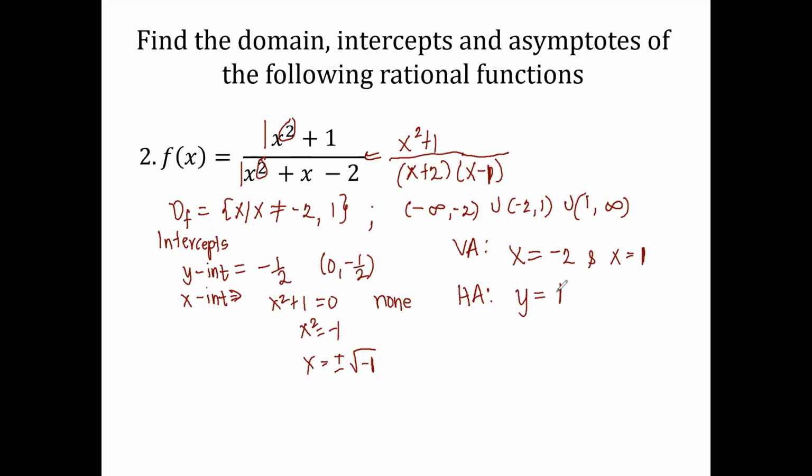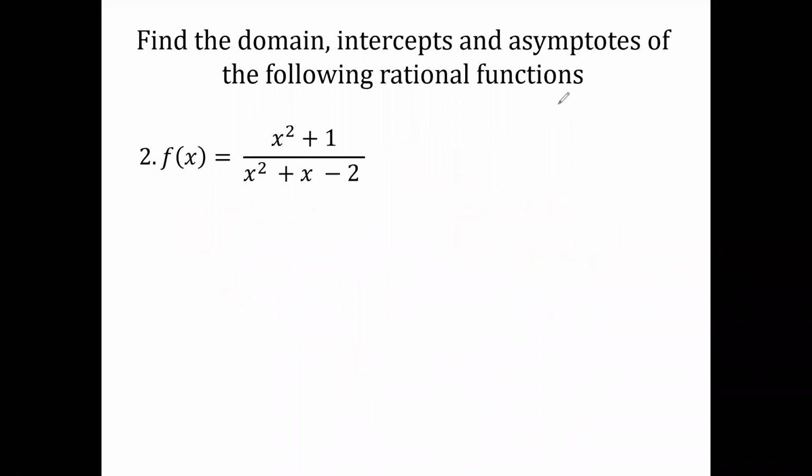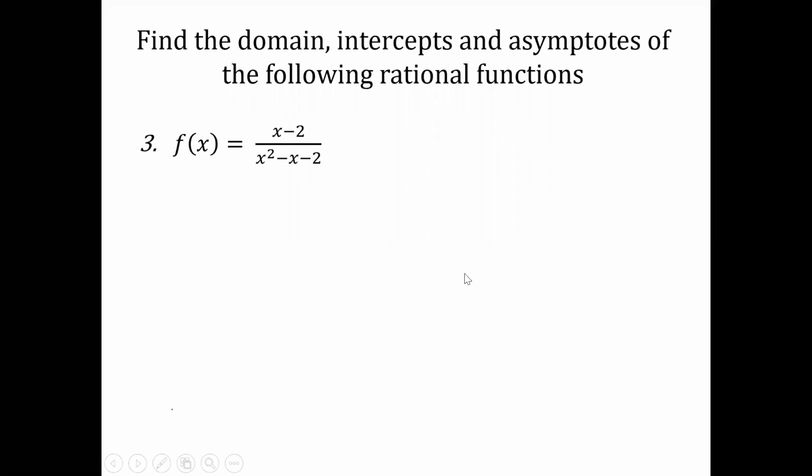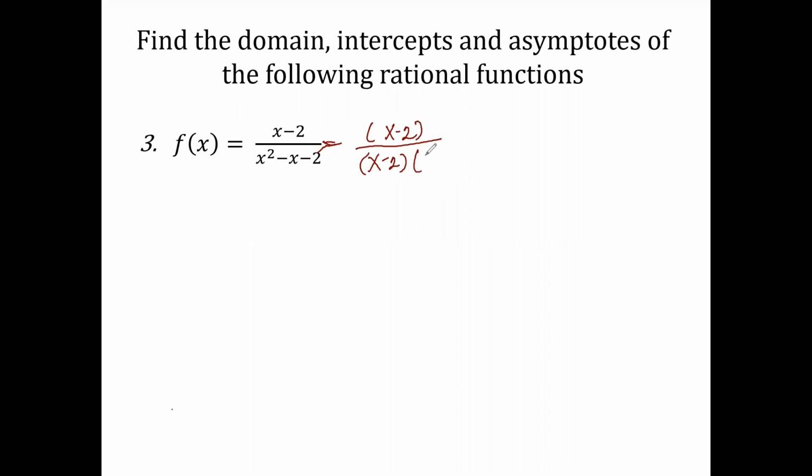Next, I hope you're getting the ways on how to look for what is asked in the problem. Okay, so we get the factors: x minus 2 all over x minus 2 times x plus 1.